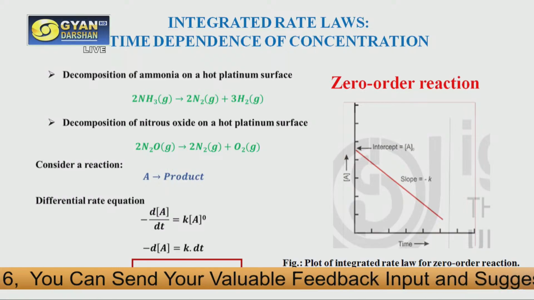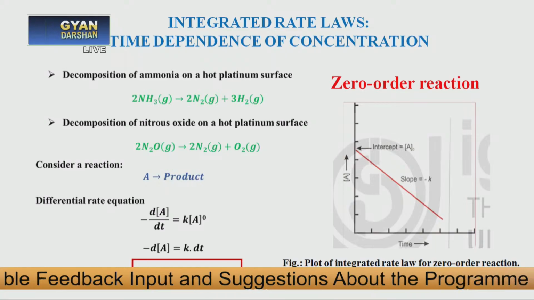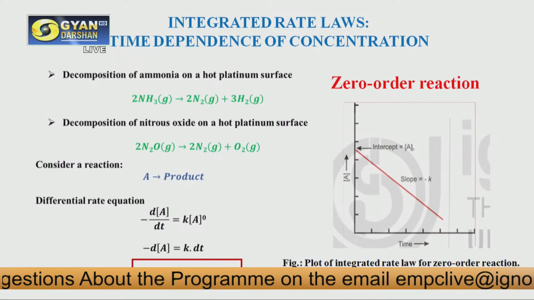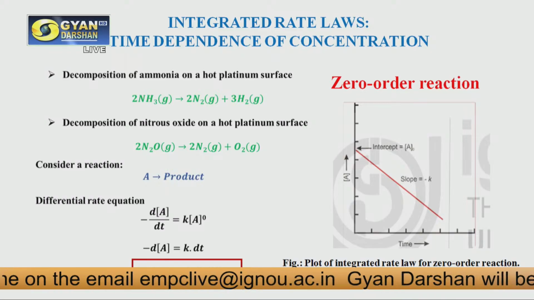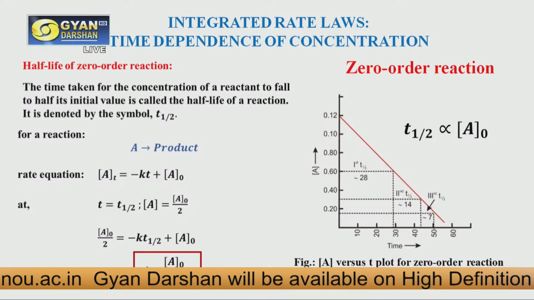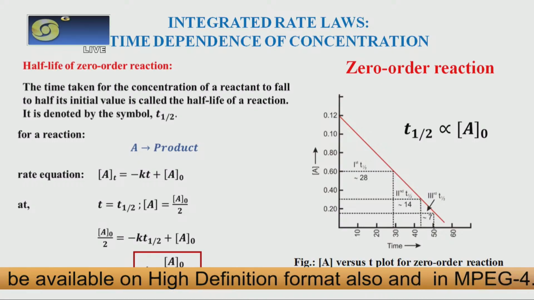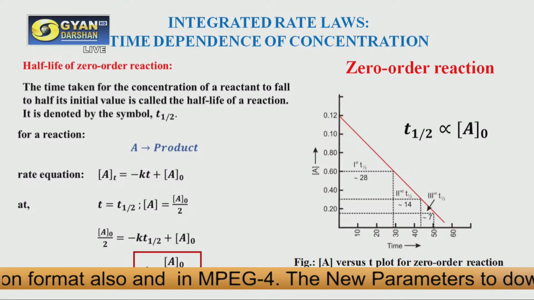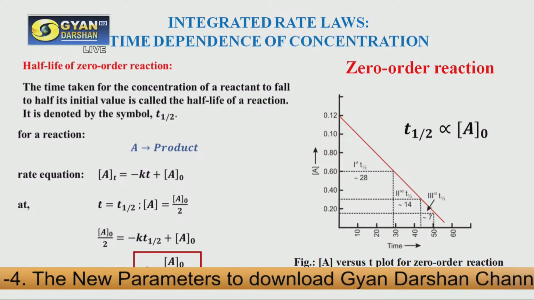For the plotting, we get a linear plot, meaning y is equal to mx plus c. So m, the slope, is minus k, and the intercept is the initial concentration of the reactant. Now we move to the half-life. What is the half-life? Everyone knows what the half-life is. The time taken for the concentration of a reactant to fall to half its initial value is called the half-life of the reaction. It is denoted by the symbol t subscript 1/2.